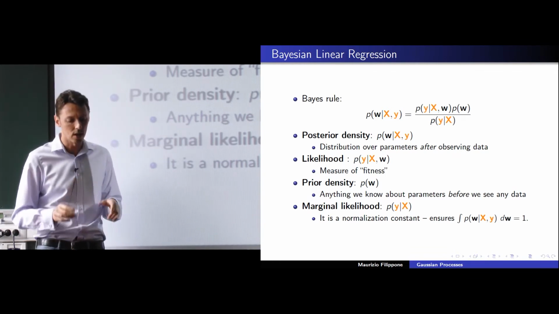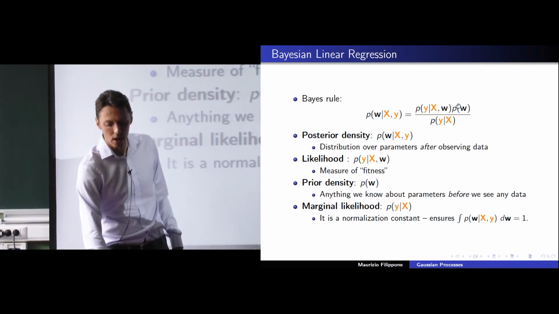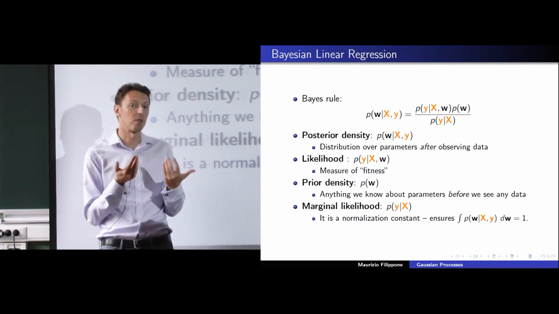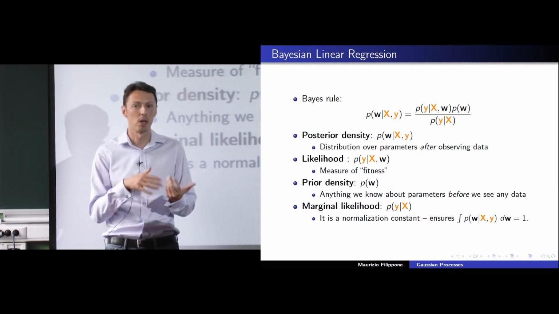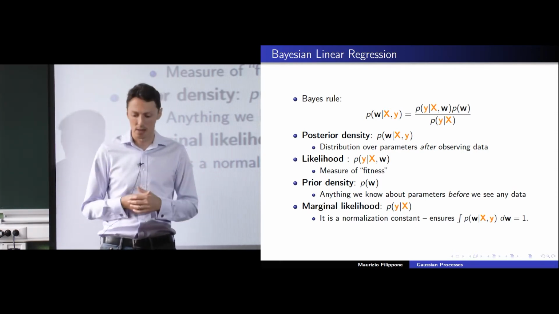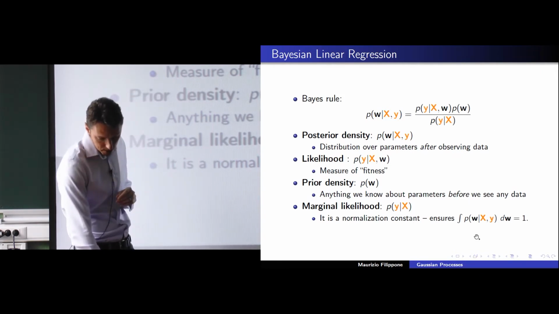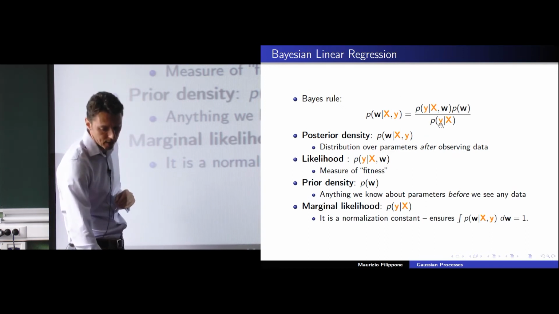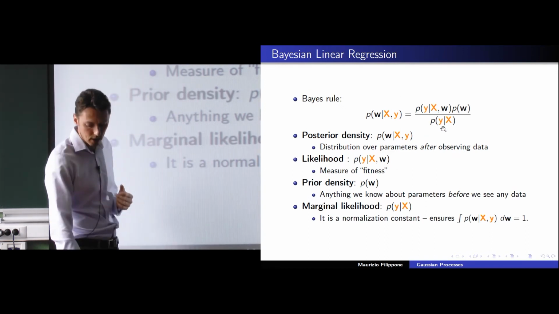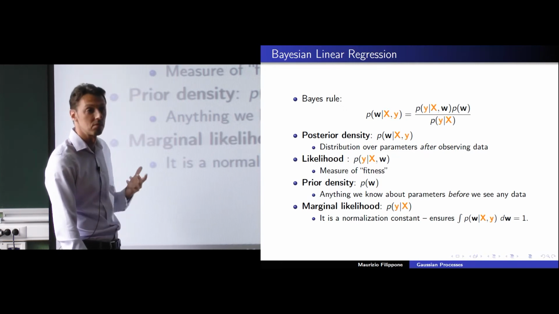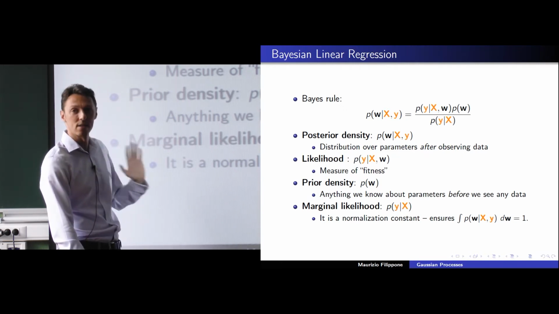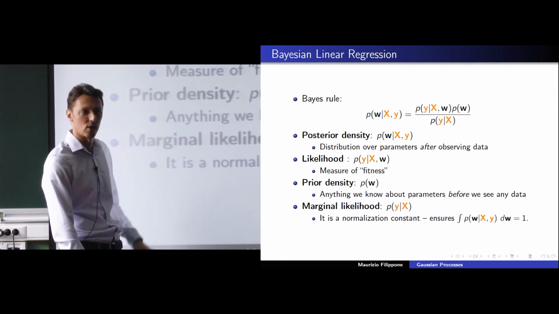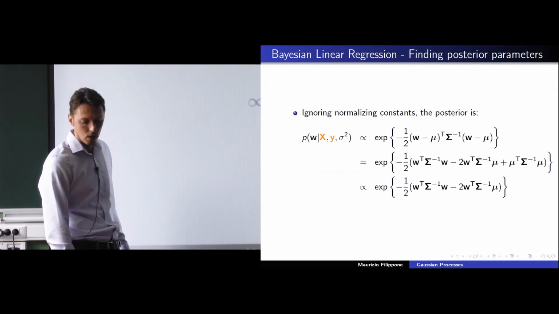We need to ensure that if we multiply two functions here, and P of W integrates to 1, when you multiply it with something else, you don't necessarily get something that integrates to 1 anymore. So we need to properly normalize it. The way we do it is to integrate the numerator, and this is P of Y given X. So we ensure that the integral of the posterior is 1. Simple enough. I guess this is fairly simple for everyone. If you don't follow, just raise your hand.